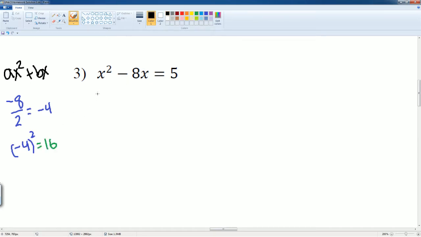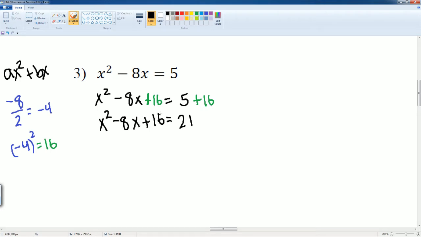So our original equation is just x squared minus 8x is equal to 5. We want to add that 16 to both sides so we can complete the square. So we simplify one of the sides. 5 plus 16 is 21. 16, 17, 18, 19, 20, 21. Good. The other side, we leave it the same. Okay. I just want to show you one step at a time.